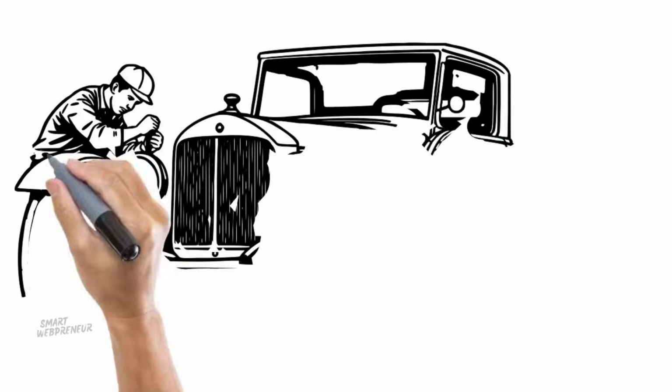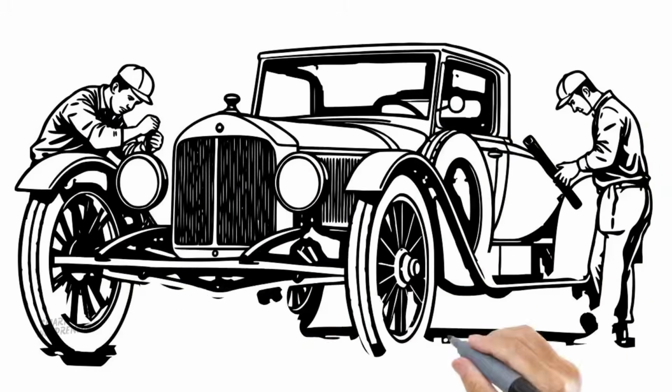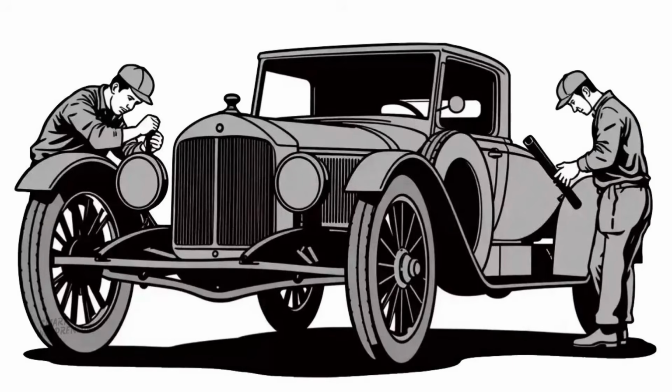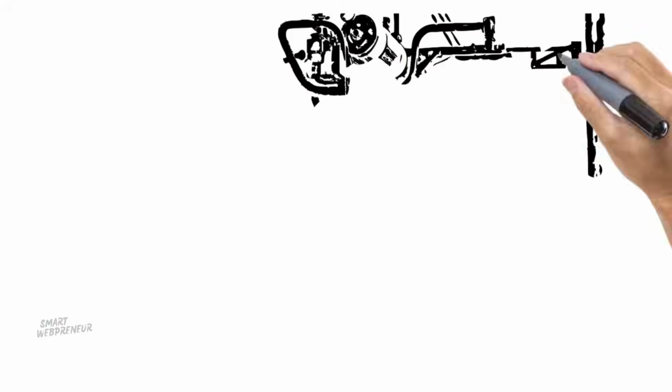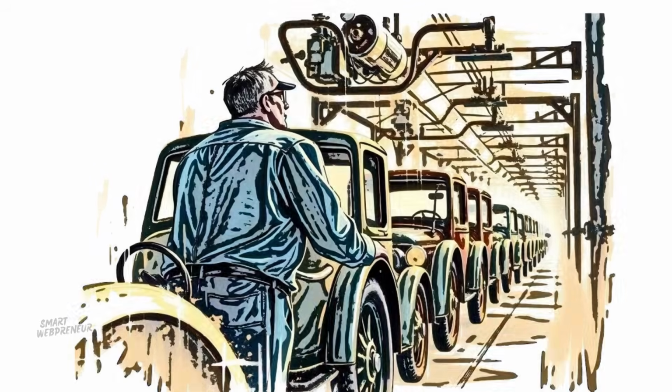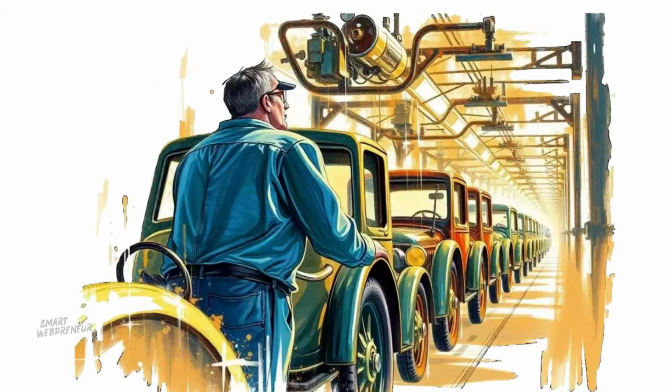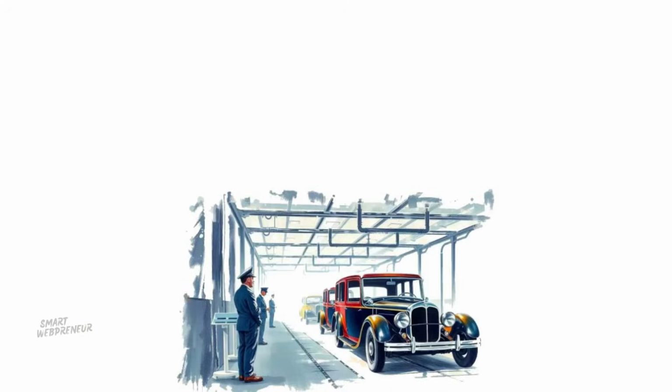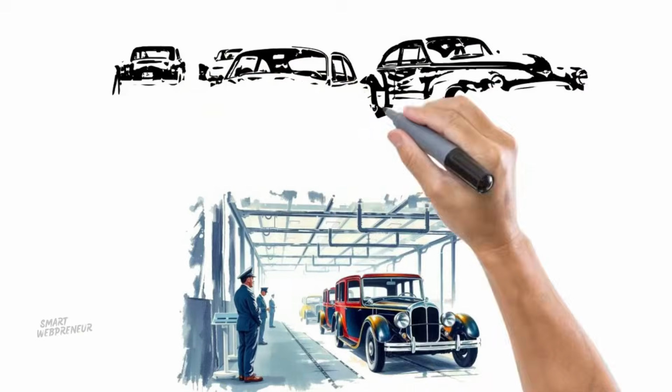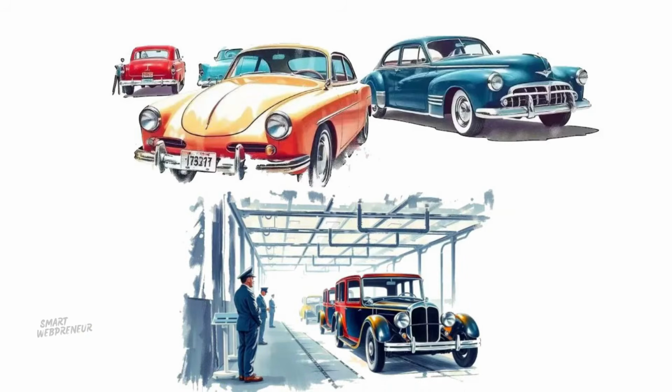You know, back in the early 1900s, if you wanted a car, it was a bespoke ordeal. Craftsmen hammered panels by hand, tuned engines individually. It took weeks. Then, Henry Ford looked at this mess and said, "This is ridiculous. Let's build an assembly line." Suddenly, cars were rolling off the line in 90 minutes flat. It changed the world.